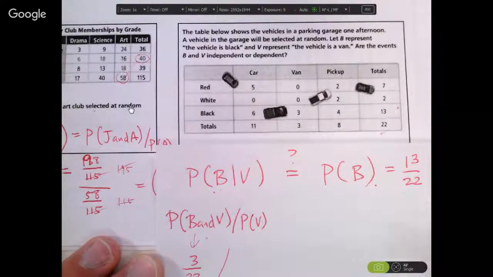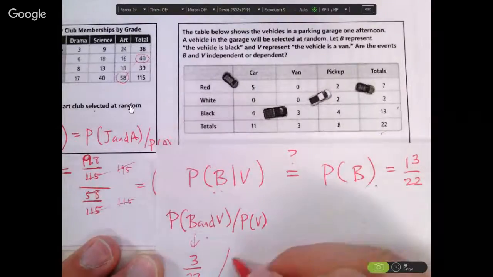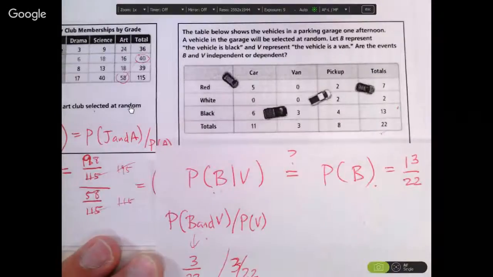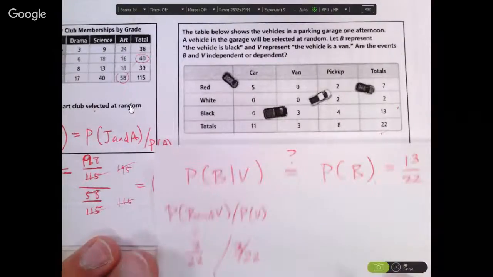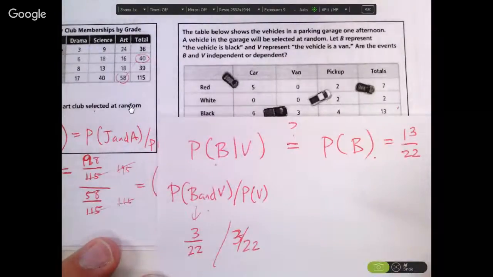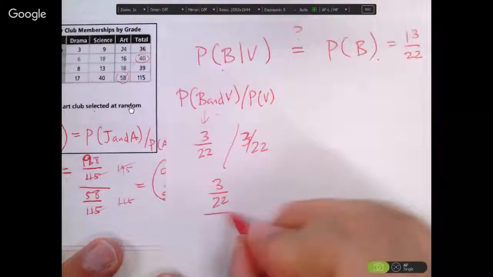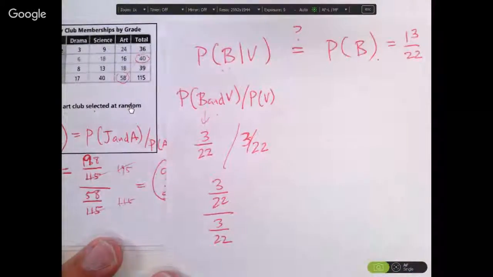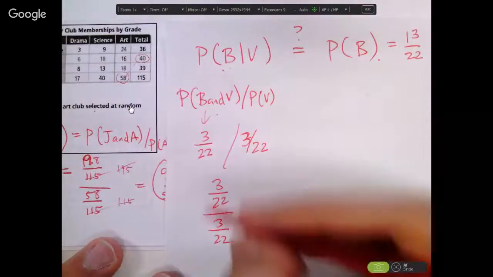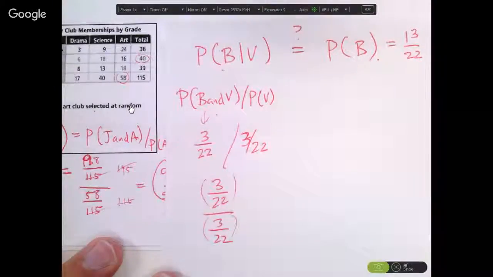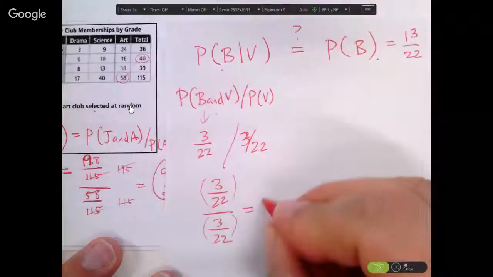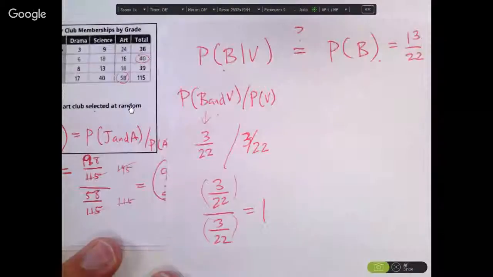the probability of just being a van. 3 out of 22. So what does that equal? 1. Well, I kind of wrote it badly, but it's 3 out of 22 over 3 out of 22. What does that equal? It's 100% chance, so that's 1. It's 100% chance because all of the vans are black.